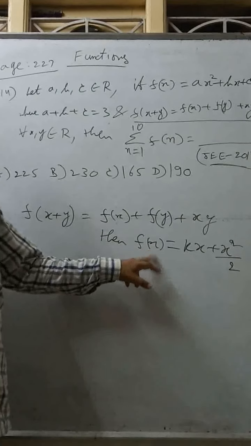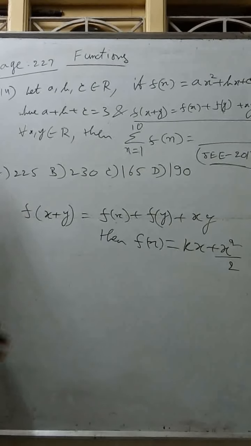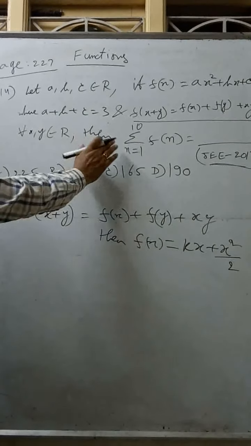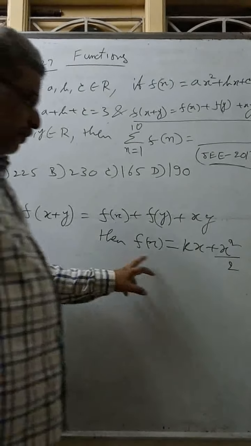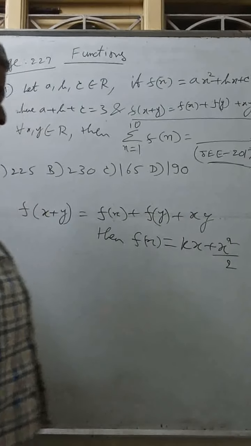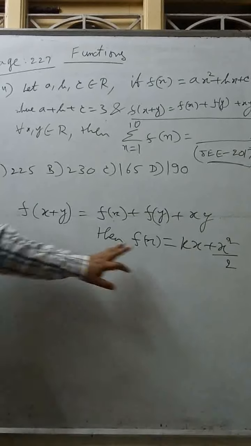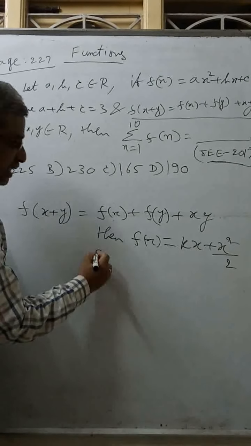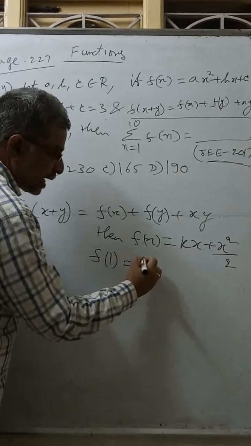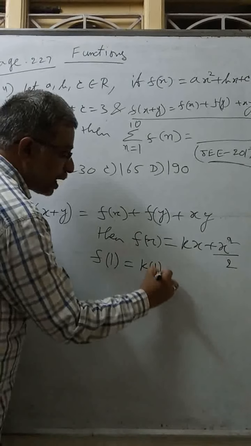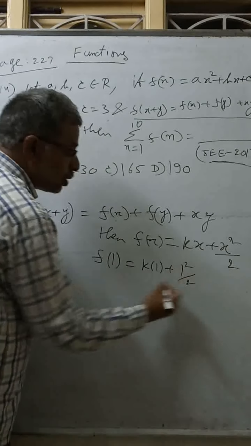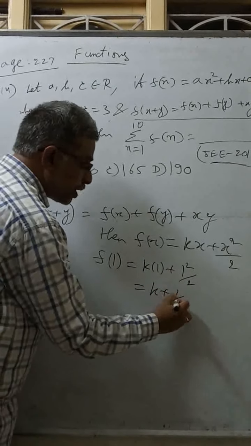We can prove using partial derivatives, I told. No need of proof, we just do the sum. Now it is giving f of x equal to kx plus x square by 2. I can find f of 1 from this. What is f of 1? K into 1 plus 1 square by 2 is nothing but k plus 1 by 2.